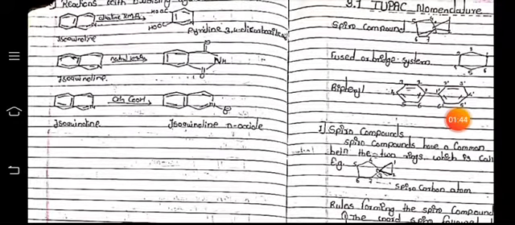Next is the isoquinoline with neutral KMnO4. Neutral KMnO4 converts the isoquinoline into a C double bond O compound with one carbon less. So we'll get the amide.